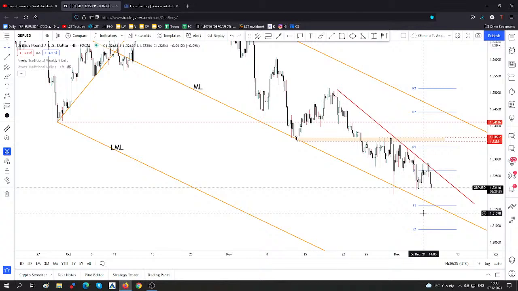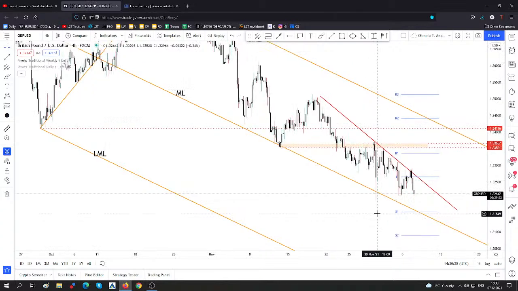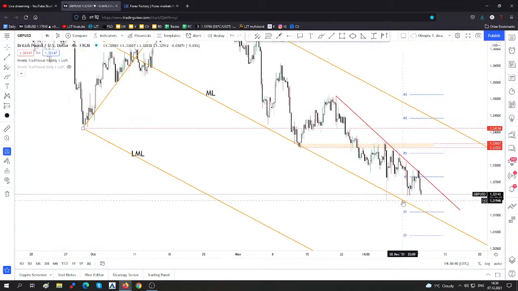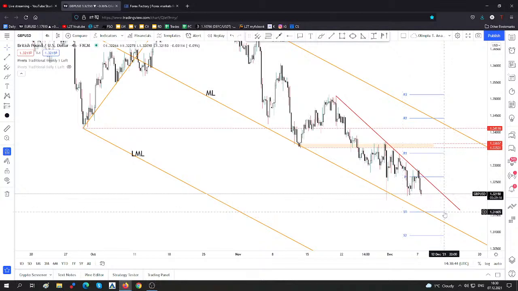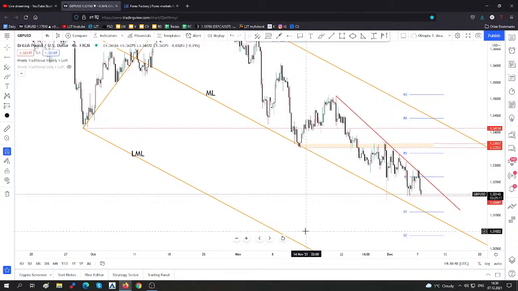And maybe if the dollar index will continue to grow, and if the pair will continue to drop, maybe it will approach and reach again the medium line of the descending pitchfork, maybe the S1. Let's wait, but don't forget that we have here 1.3208 as immediate support, downside obstacle, guys, right?